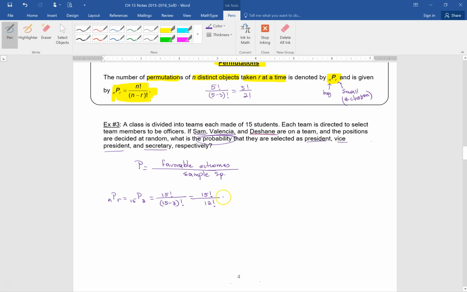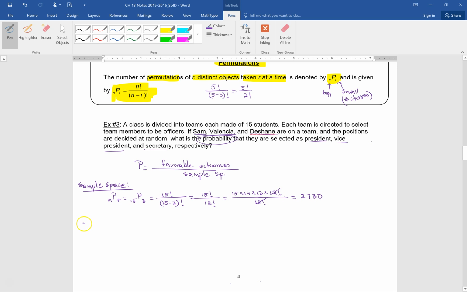All right. So this is 15 times 14 times 13 times 12 factorial over 12 factorial. Okay, how much is that? 2,730. Okay? So this is the sample space. It's how many possible ways are there to get these three to fill these positions out of the 15, right? So this is your sample space. It can be. In this case, they are.